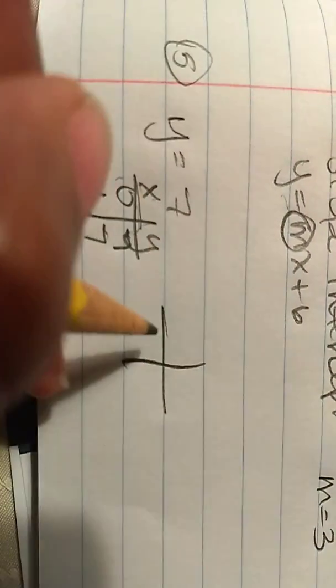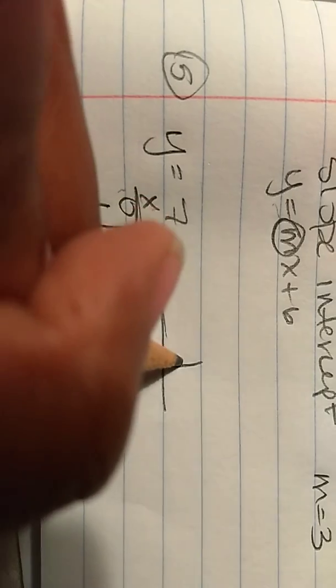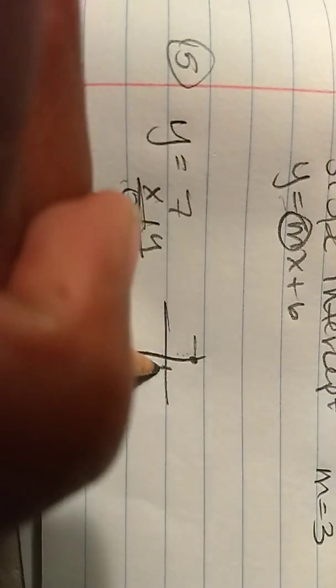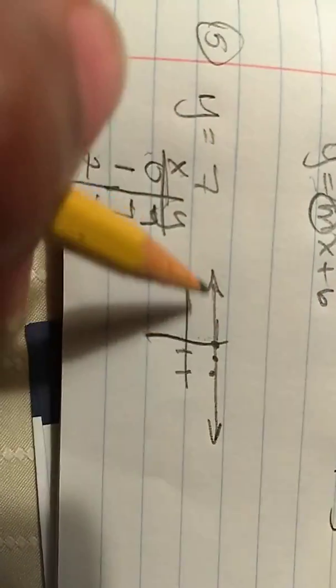All right, well, let me graph that. When x is 0, y is 7. When x is 1, y is 7. When x is 2, oh, this is a graph that goes like this. And when I have a horizontal line, the slope equals 0.